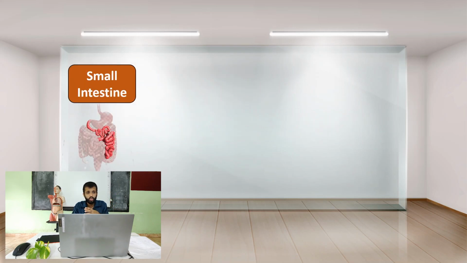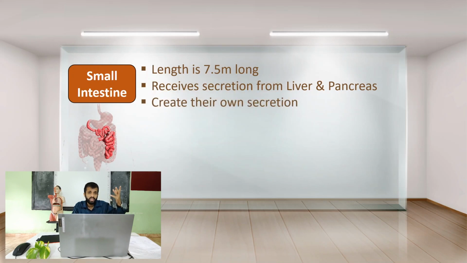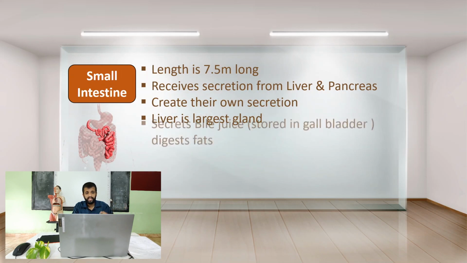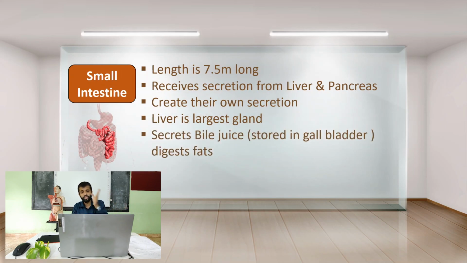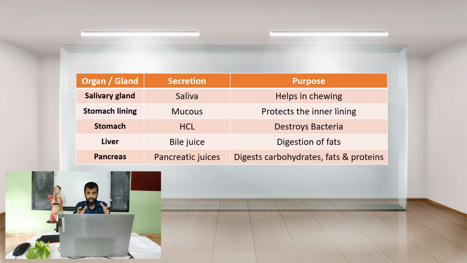Then food is transferred to your small intestine. Its length is 7.5 meters. It receives secretions from the liver and pancreas. It also creates its own secretion. The liver is the largest gland and it secretes bile juice, which is stored in your gallbladder and digests fats. Pancreatic juices digest carbs, fats, and proteins. The table is important, please learn it.